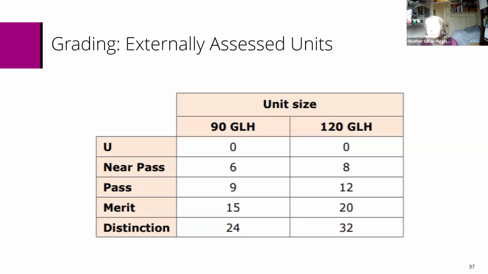And then for external, you can see that the marks are different. You get 6 for a near pass, 8 for 120, 9, 15, 24 for the 90 and the 120. So some units are obviously large, like Unit 4, 8, 12, 20, and 32. And these points do matter.